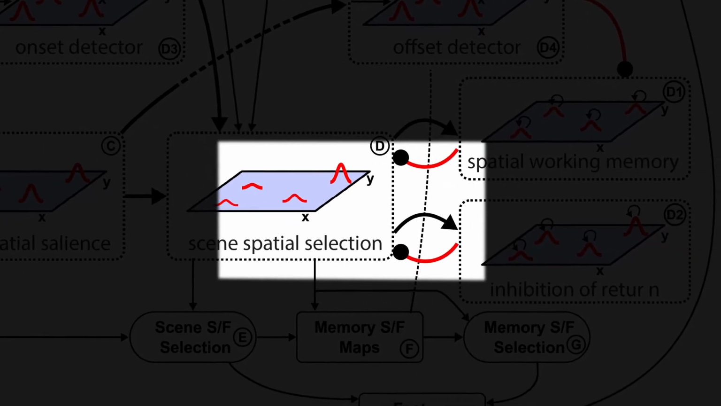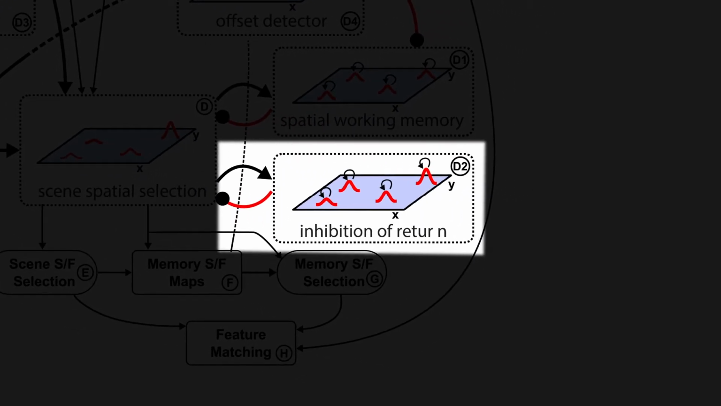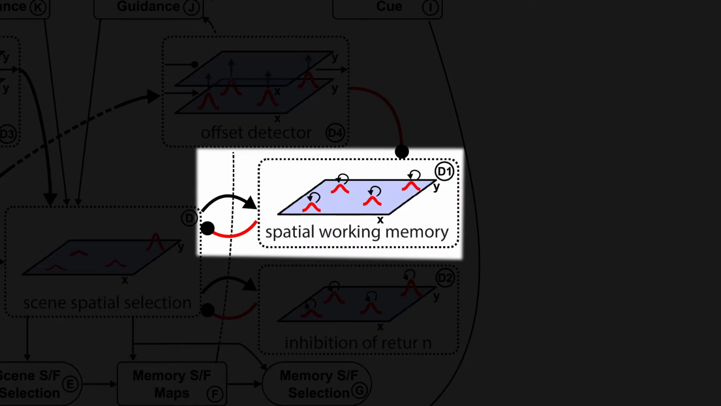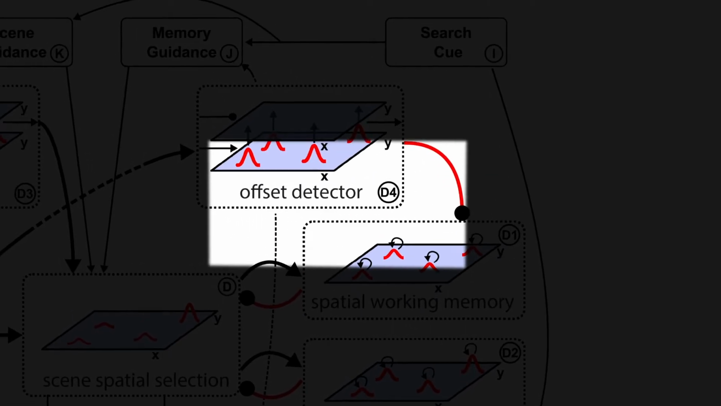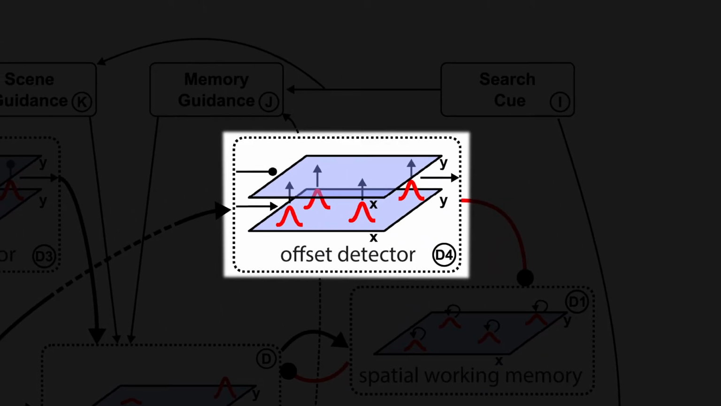First, it is biased away from previously attended locations by inhibitory input from the inhibition of return memory trace that reflects the recent history of activation of the scene spatial selection field. Second, it is biased away from locations that receive inhibitory input from the spatial working memory field. Sustained peaks in that field are destabilized, however, whenever movement is detected in the scene. This happens through a two-layer offset detector that generates a transient activation peak whenever salient inputs move or vanish.